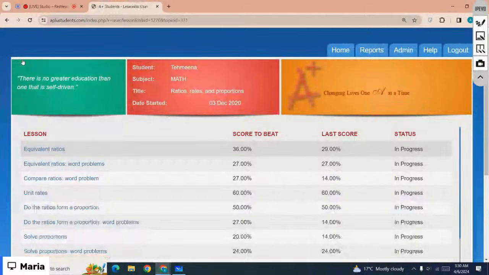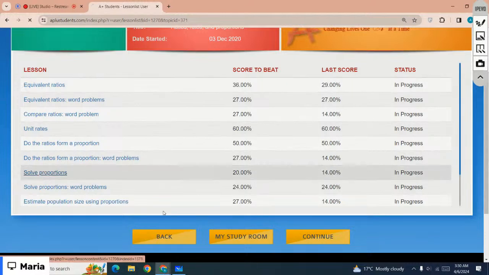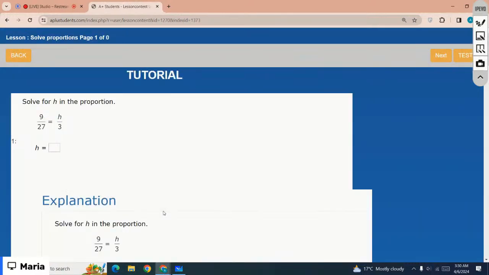And the next lesson is solve proportions. Let's just start with the lesson that is solve proportions. So solve for h in the proportion. You are given the proportion, you have to solve for h, right? How do we solve?